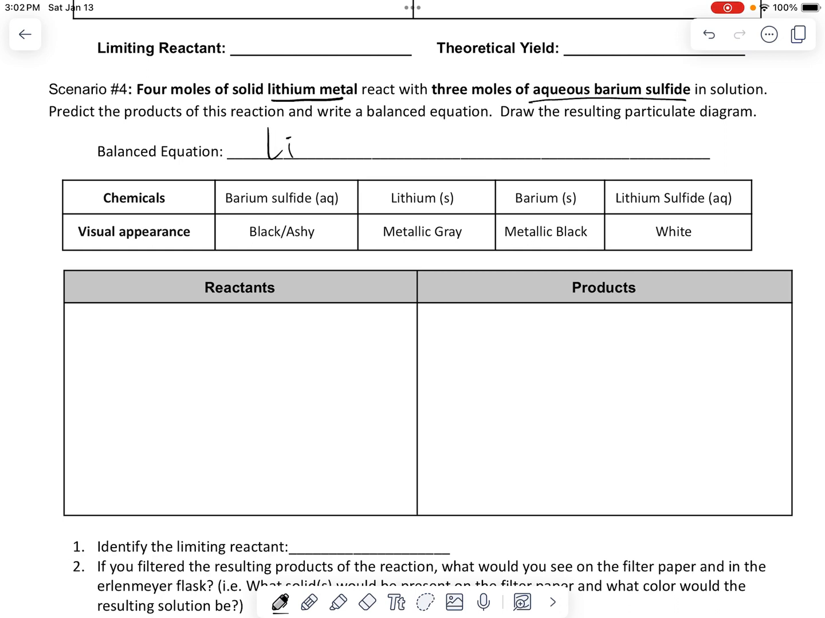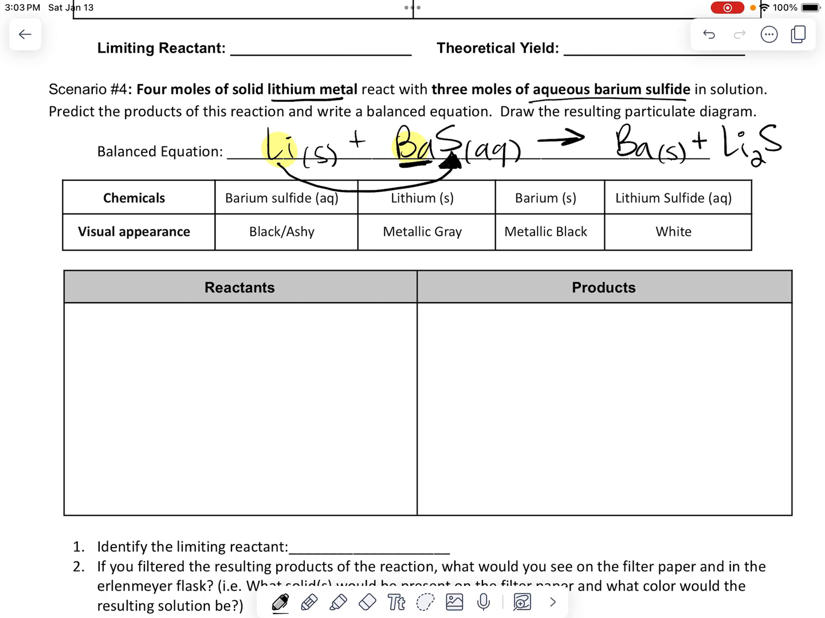So I have lithium, which is a solid, reacting with barium sulfide, which is aqueous, so in solution. For my single displacement reactions, the metals switch places. So I will produce this metal that was in the solution, which will become a solid with no charge. And the other metal, this lithium, will join the anion, or the negative ion, that is left behind when the barium leaves. So I will also make lithium sulfide.